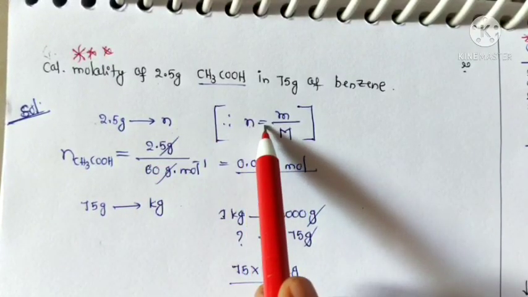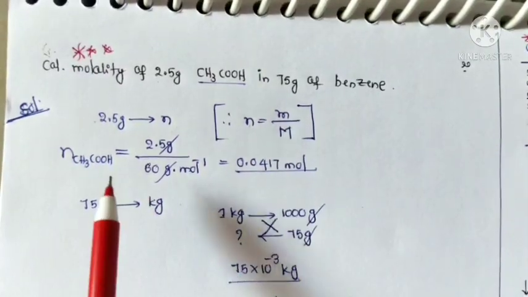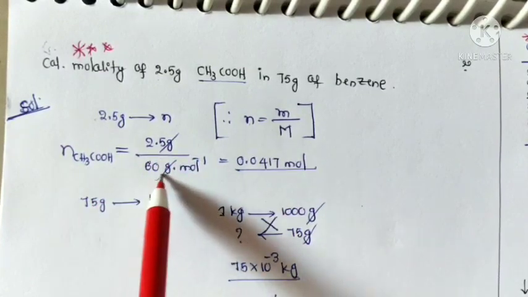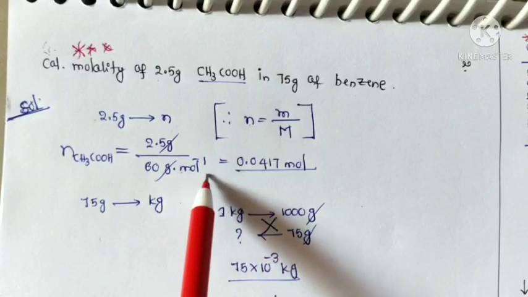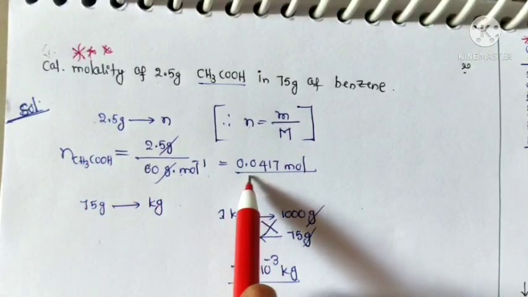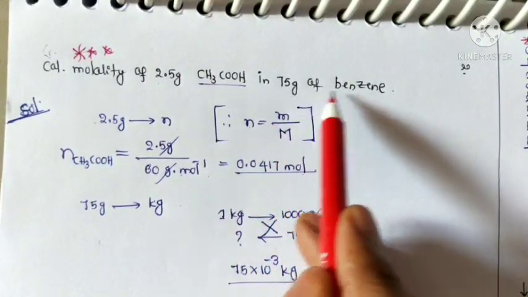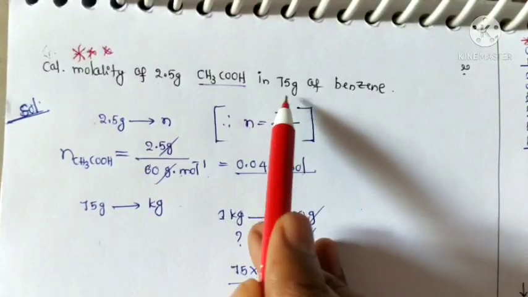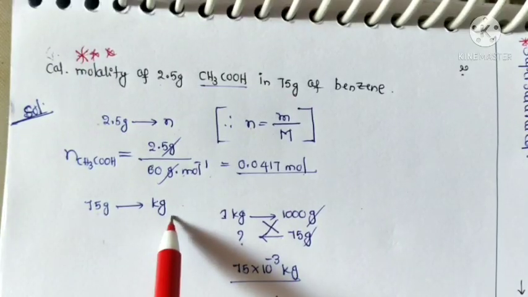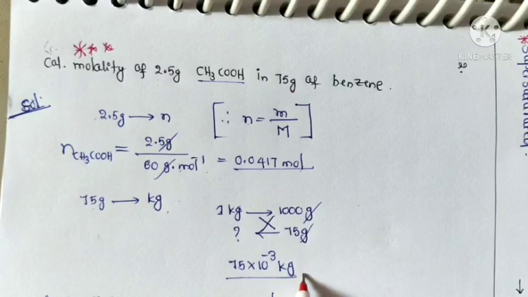So number of moles, what is the formula? Mass by molar mass. The mass given is 2.5 grams. The molar mass of acetic acid is 60 grams per mole. So now the number of moles of acetic acid is 0.041 moles. Next, the benzene solvent is given in grams, so this 75 grams is converted into kg: 75 into 10 to the power of minus 3 kg.